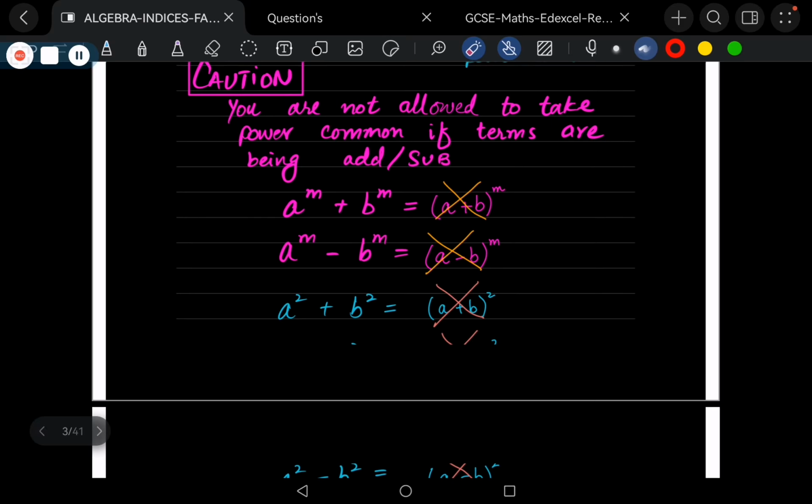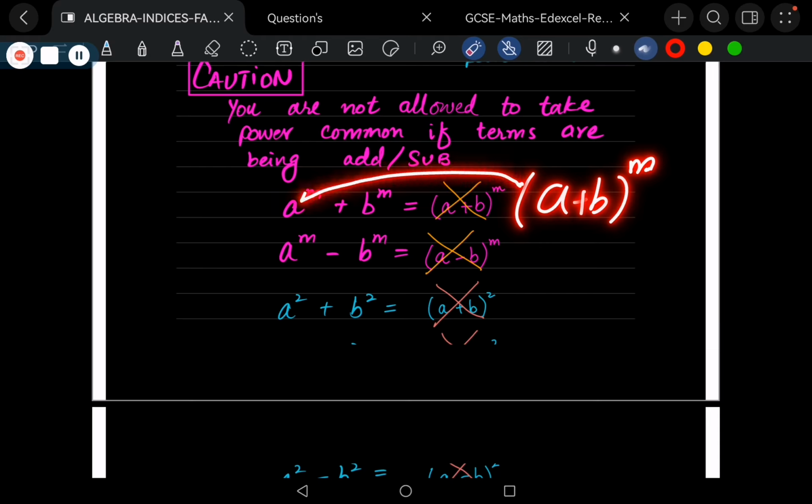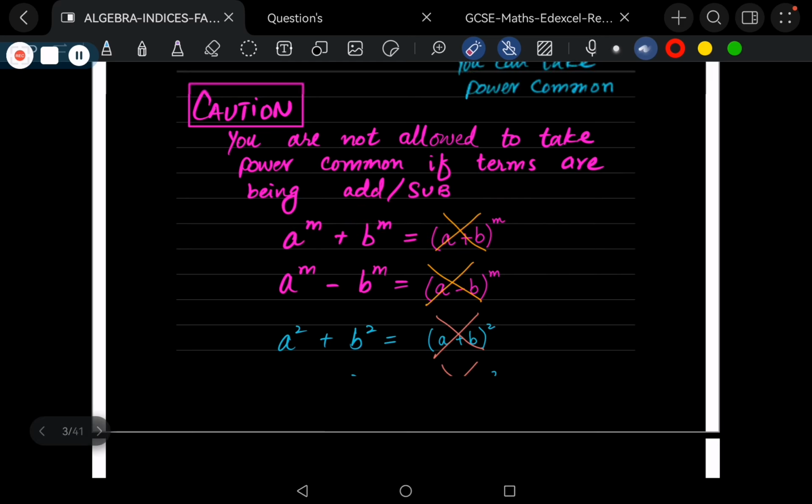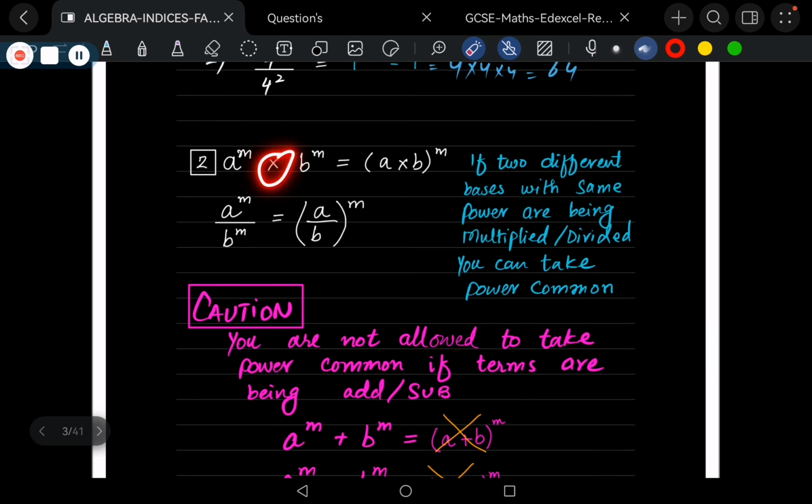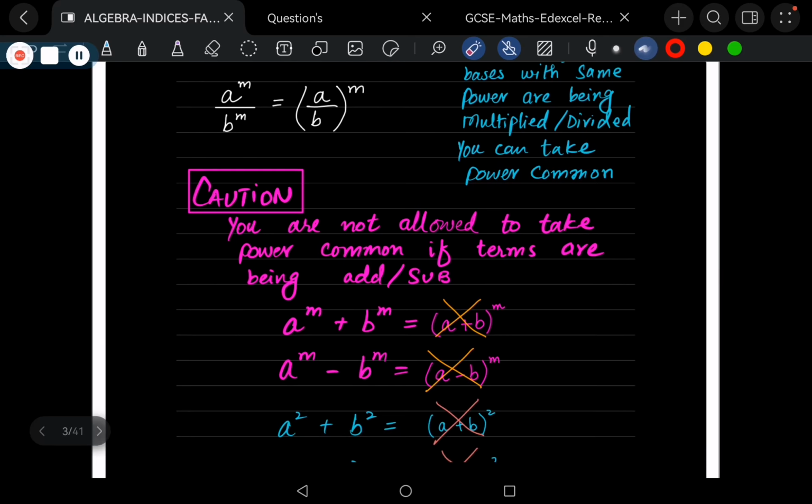The thing that you cannot do: this second rule will work only for multiply and divide. If you are provided with a plus b whole power m, and you solve it by applying the power inside each of the terms separately, like a power m plus b power m, that will be completely wrong, because the rule that we study here is only for multiply and divide. You know that there are 4 operations of mathematics. The rules for addition and subtraction are different, and the rules for multiplication and division are different. So if you are provided with addition or subtraction and you want to do it like that, it is completely wrong. That will not work.